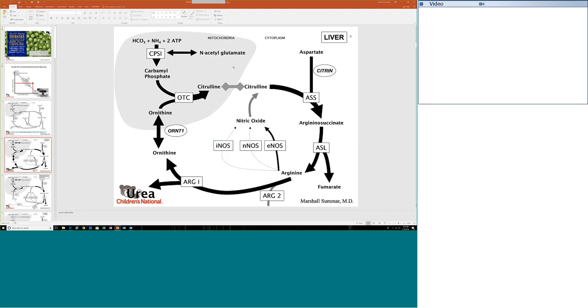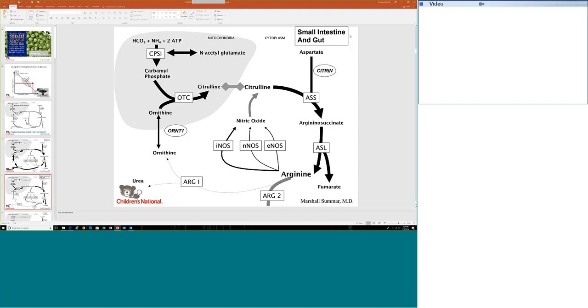Now, if we go to the small intestine and gut, and we do the same experiment looking at how much enzyme there is, and believe it or not, this will all come back to tell us how a rare disease can inform us about a common one, so just bear with me for a bit. If we now go to the gut, we find lots of enzyme all the way through the last step, and then for the last step, arginase down there, there's almost none.